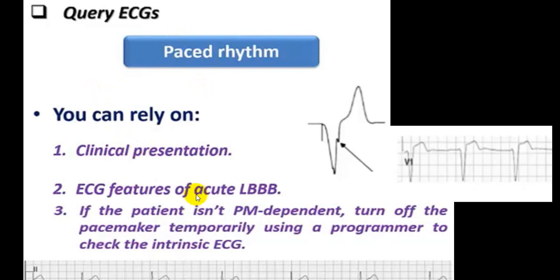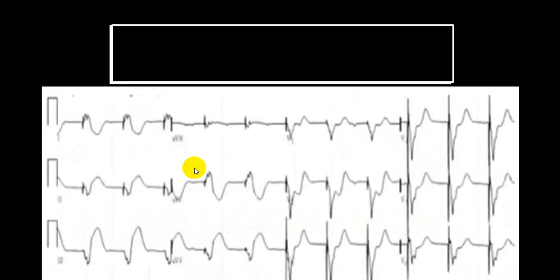And if you still suspect in a paced rhythm, turn off the pacemaker temporarily and use a programmer to check the intrinsic ECG, and in that ECG now you can go for Sgarbossa criteria, what we call Chapman sign or Cabrera sign. So here you can clearly see that there is a marked ST segment elevation in lead 2, lead 3, AVF.